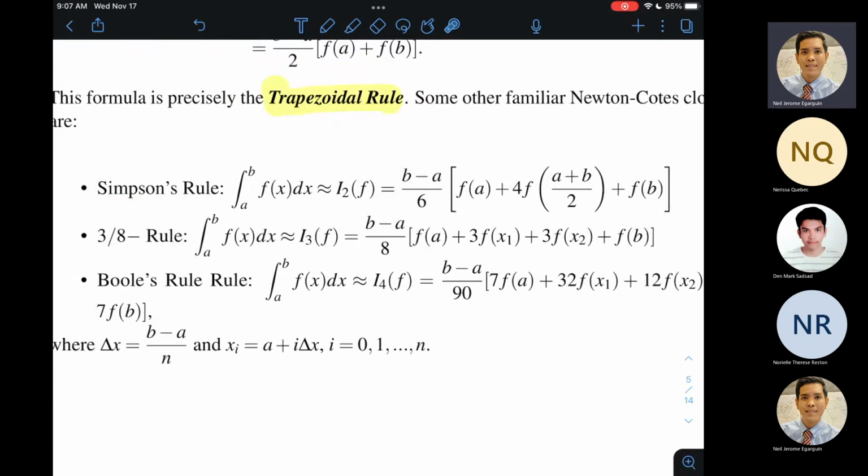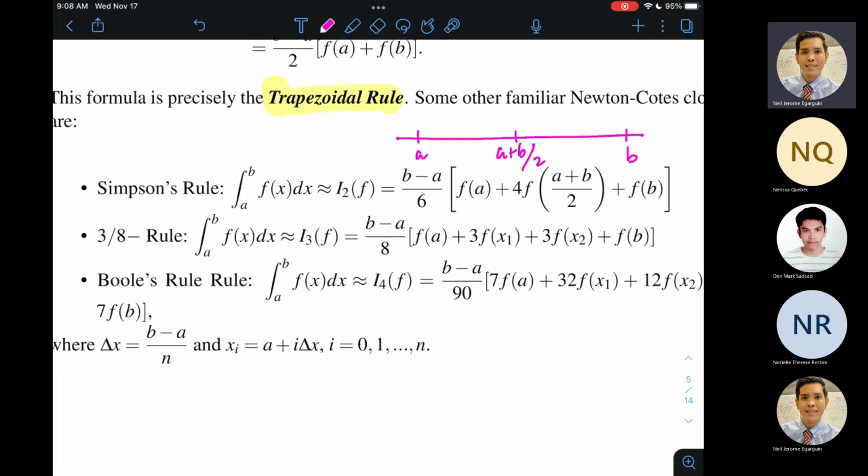Now, some other familiar Newton-Cotes rules, si Simpson's rule. Si Simpson's rule ay I2. Ang nangyari, yung integrand f, papalitan natin ng quadratic interpolating polynomial. Alright? So, dahil I2 yung quadrature rule, gagamit tayo ng tatlong points. F of a, f of (a plus b)/2, at saka si f of b. Kasi nga, sabi natin, equally spaced yung ginamit kong points dito. So, mula kay a, papunta kay b, tatlong points yung kailangan ko, so kailangan ko pa yung nasa gitna nilang dalawa. Okay? (a plus b)/2.